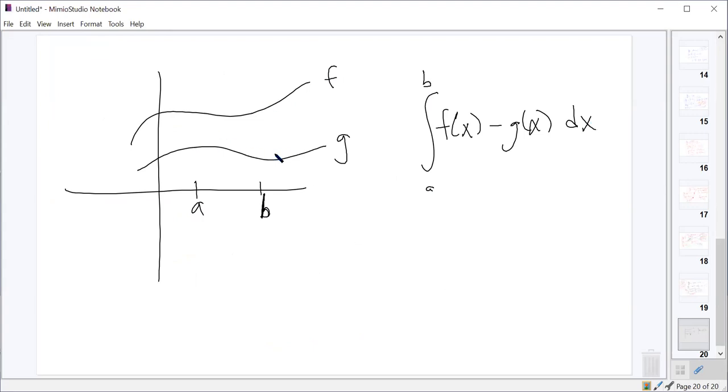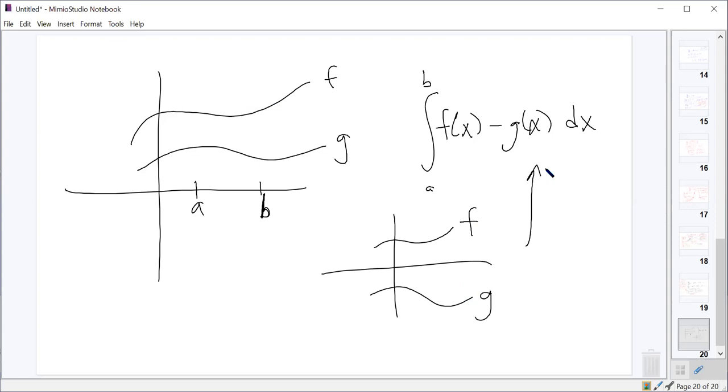Top function minus bottom function. It does not matter if f is above the x-axis and g is below the x-axis, same formula, right? I know when we're talking specifically just about area, it does, but when we're talking about area between curves, it does not. If f crosses through partway through and g also crosses through partway through, right?